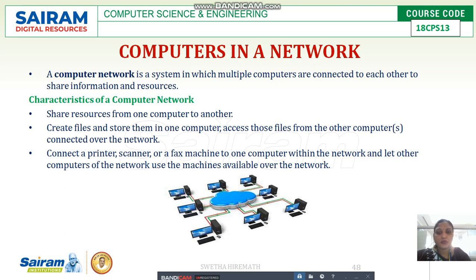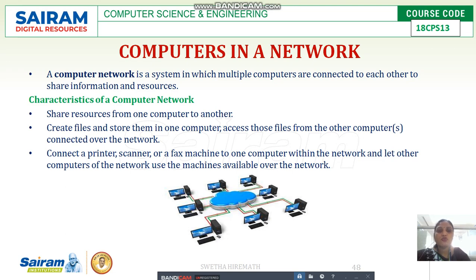So a computer network is a system in which multiple computers are connected to each other to share information and resources. Whatever information is present in one computer, if you want to access it on the other computer, that can be done with the help of a network through which these two computers are connected. And also the resources, if there are minimum resources which have to be used by all the computers, then those resources have to be connected to a server, and there should be a connection between the different computers connected over this network, and the same resource can be used by different computers.